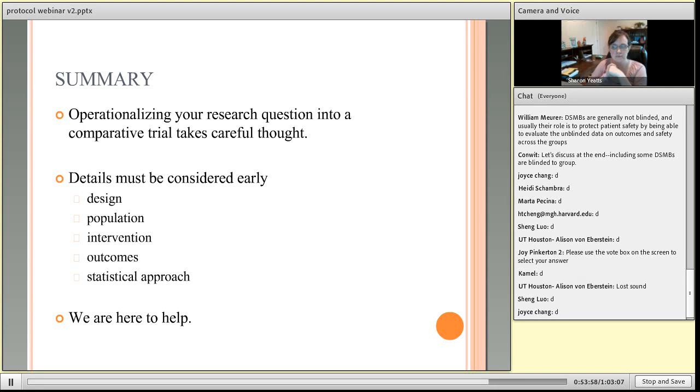Sure. Get my camera on here. Okay, so just in summary, guys, what we've tried to cover is a little bit of the conceptual starter thoughts about operationalizing your research question, things that we want you to be thinking about, including which design is best for me, or what are my questions about design that I need to think about? What's my population? What are the tricky things about my intervention? Which outcomes are best for my trial? And we'll talk a lot about this when we're face-to-face, but what should my statistical approach be?